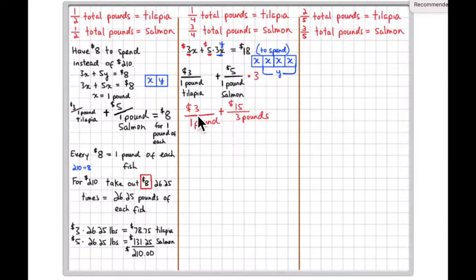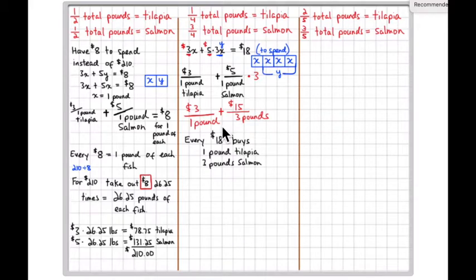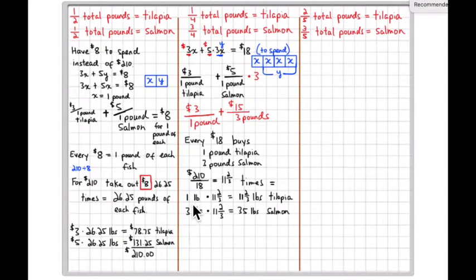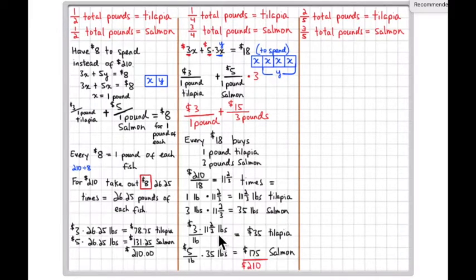All right, so I'm going to spend a total of $18 to get 4 pounds of fish. $18 buys me 1 pound of tilapia and 3 pounds of salmon. So how many times can I do that? I can do that 11 2/3 times. And so 1 pound times 11 2/3 is going to be 11 2/3 pounds of tilapia, and 3 pounds times 11 2/3 is going to be 35 pounds of salmon. Figure out the cost of each, add them together, and you get that same 210.